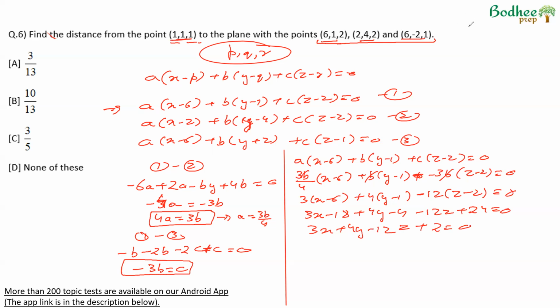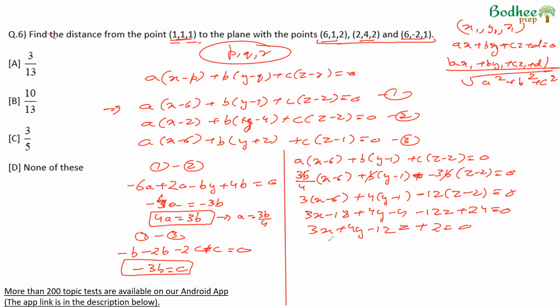the distance of point (x1, y1, z1) from the plane ax plus by plus cz plus d equal to 0 is given by |ax1 plus by1 plus cz1 plus d| upon root of a square plus b square plus c square. Again, standard formula. So here we put the values.